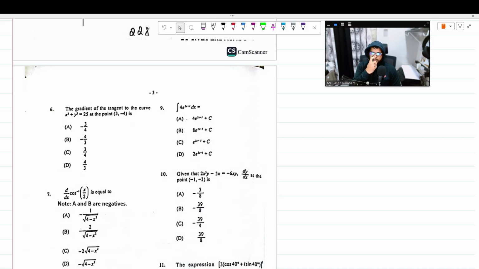The gradient of the tangent to the curve x squared plus y squared is 25. 2x plus 2y dy/dx is equal to 0. dy/dx is equal to, move the 2x, I'll get minus 2x, divide by the 2y, I'll get minus x on y. So minus 3 on minus 4 is plus 3 on 4, which is C.